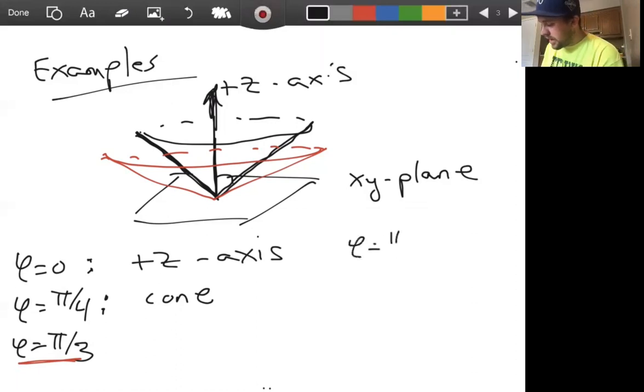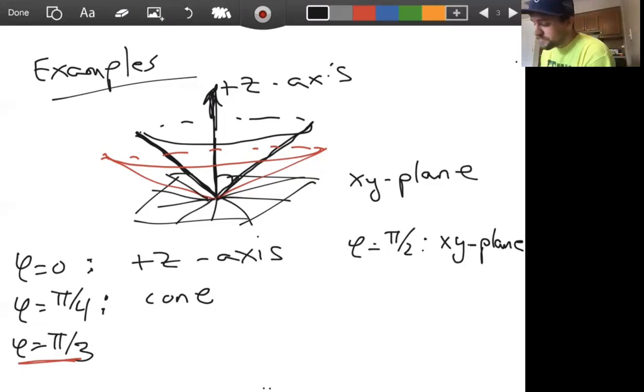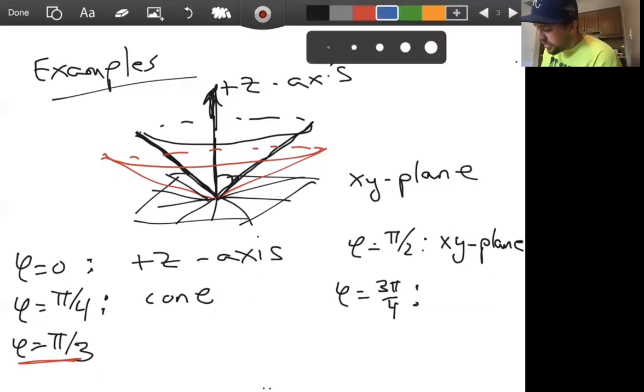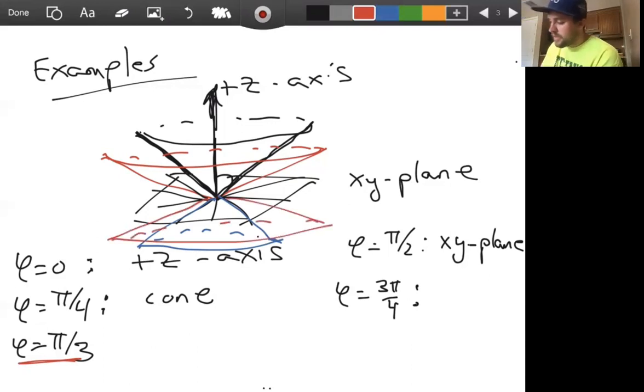When phi equals pi over 2, this is the xy plane, because pi over 2 is a 90-degree angle, and so you're getting all lines that are perpendicular to the positive z-axis. Well, you can see that that would be the xy plane. And if phi equals things like 3 pi over 4, well, then you get a cone that's now opening downward. So if phi is between pi over 2 and 3 pi over 4, you're getting these cones that open downward.